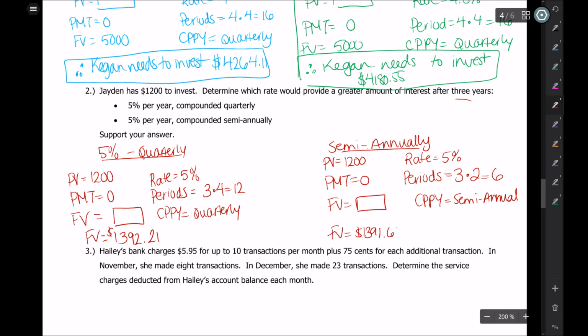Okay, so we can say therefore quarterly is the better option. And that should make sense, because if it's getting compounded 4 times a year versus 2 times a year, you're going to get more money.